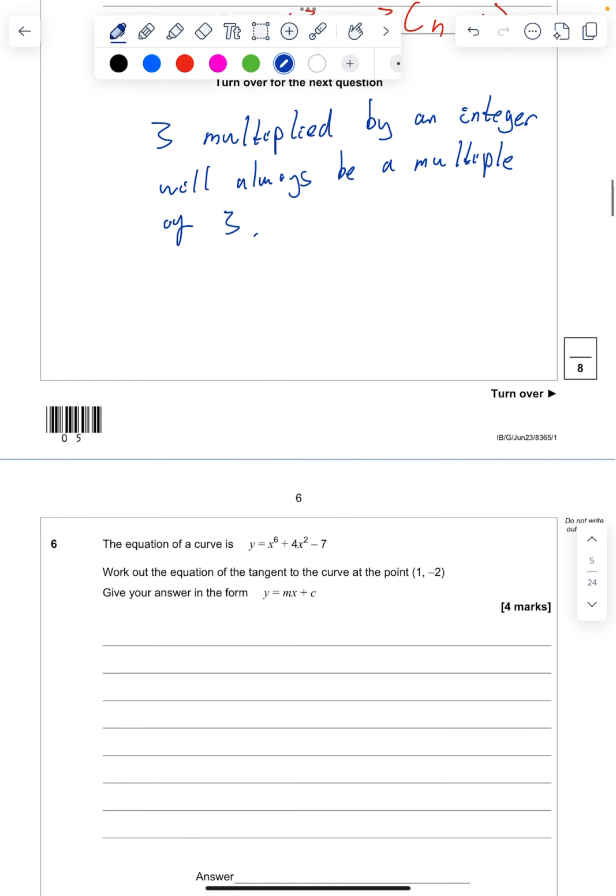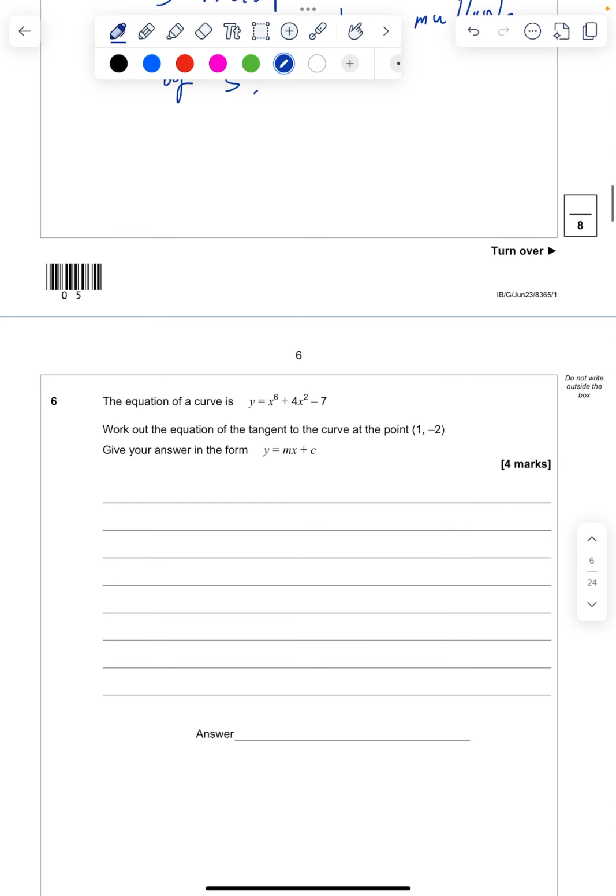Okay, let's do maybe one more question. Question 6, you've got the equation of a curve is given by this here. So this is some sort of curve. Work out the equation of the tangent to the curve at the point 1, negative 2. Now this is a classic differentiation question.